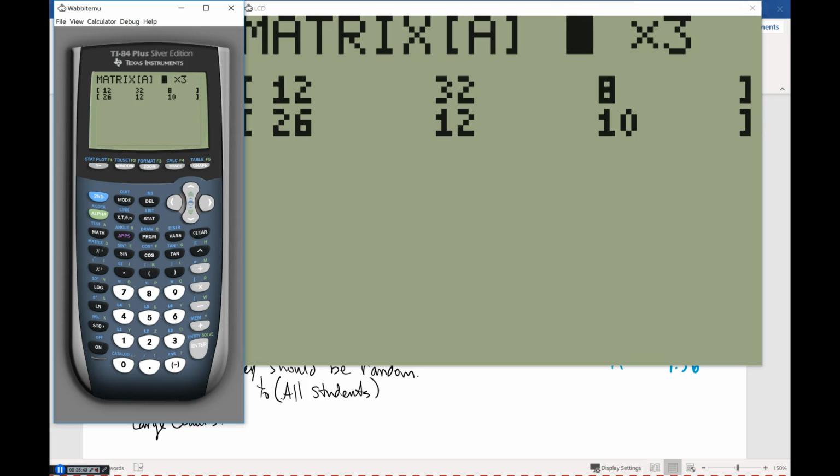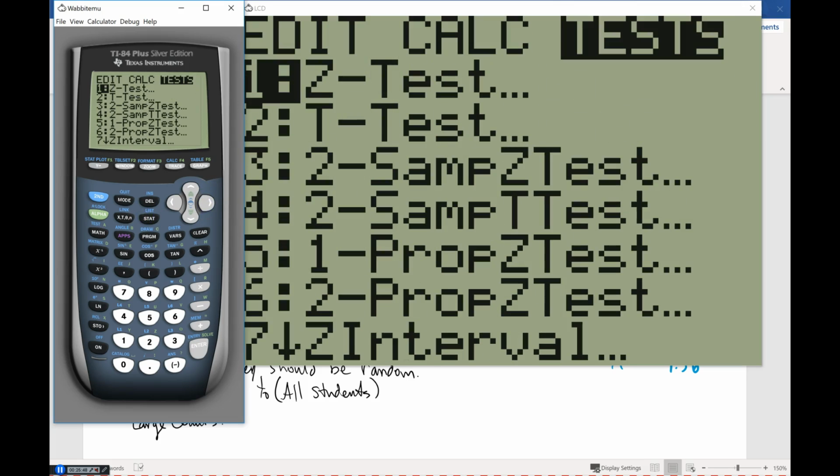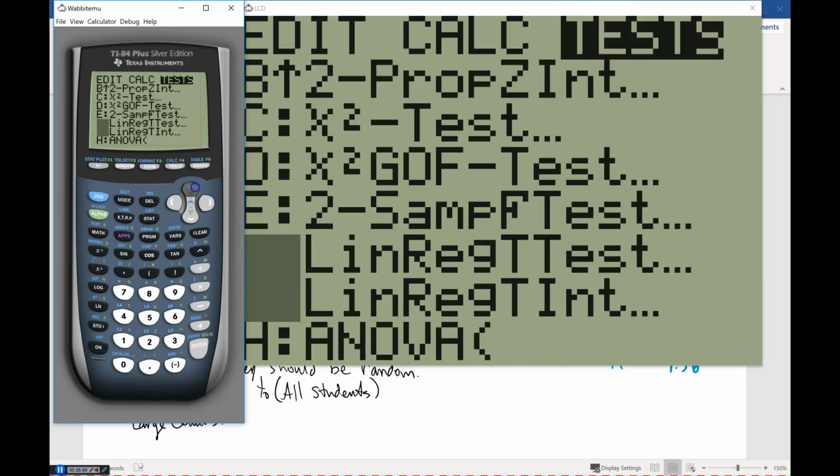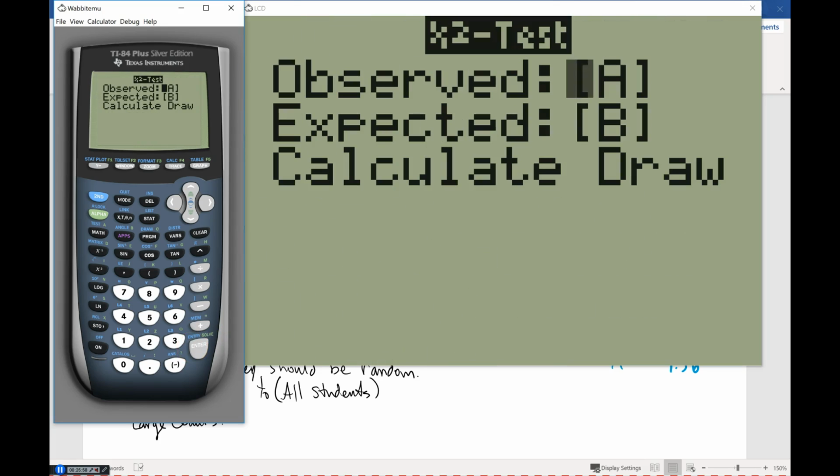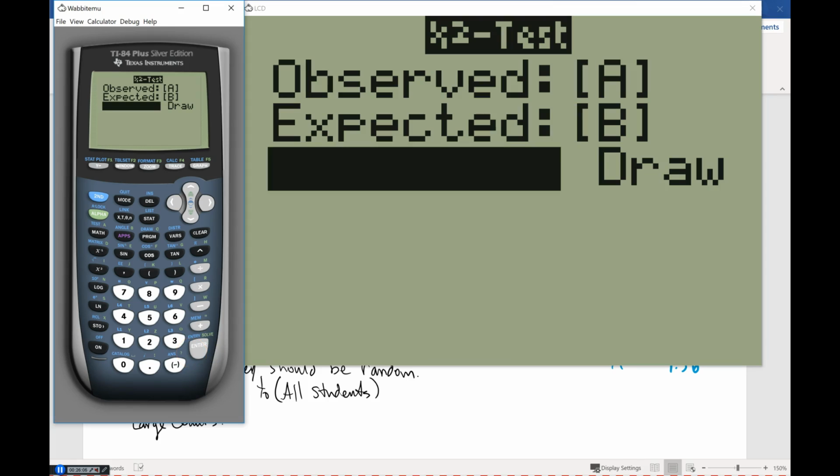What do we do to actually run our tests then? Stat, tests, chi-squared test, observed in matrix A. We're going to store the expected in matrix B, and we're going to calculate that value.